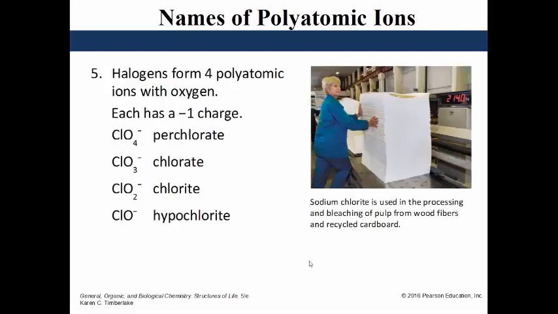Alright, halogens will form 4 polyatomic ions with oxygen, and each of those has a charge of negative 1. So for example, ClO4 with a charge of negative 1, that compound is commonly called perchlorate. If you have ClO3 with a charge of negative 1, that's chlorate. ClO2 with negative 1 charge, chlorite, and ClO with a charge of negative 1, hypochlorite. So those are all examples of the halogen chlorine, the element chlorine, forming a polyatomic ion with oxygen. Depending on how many oxygens are there will determine the compound's name.